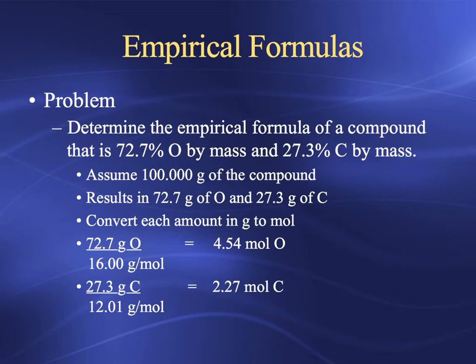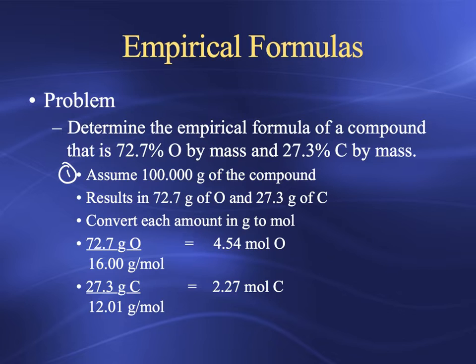Okay, so a problem says to determine the empirical formula of a compound that is 72.7% oxygen by mass and 27.3% carbon by mass. So what to do in this situation? Well, step number 1 is to assume you have 100 grams of the compound. If you assume 100 grams of the compound, the percents very nicely turn immediately into masses. It's a very effective way of doing this, a very easy way of doing this.